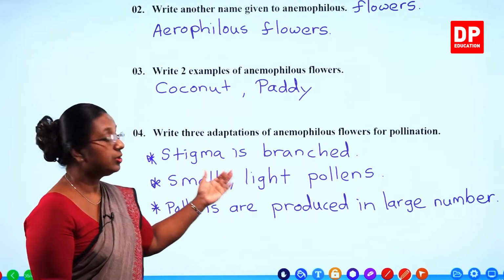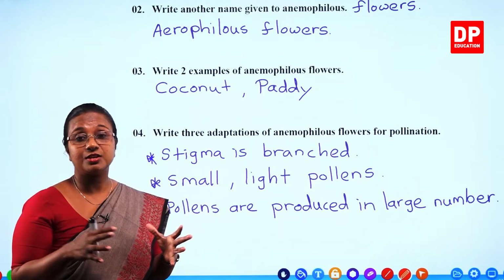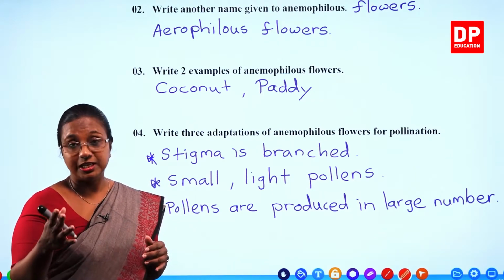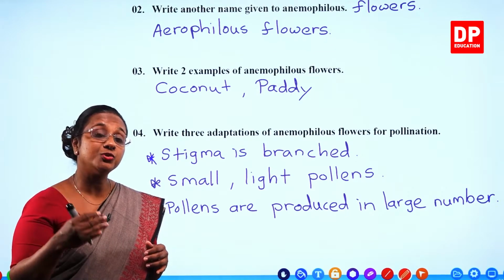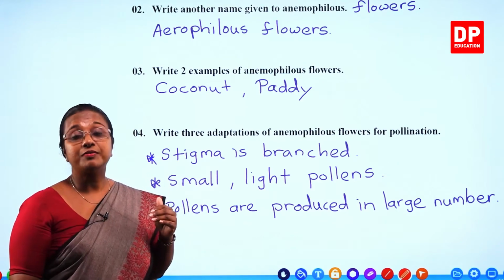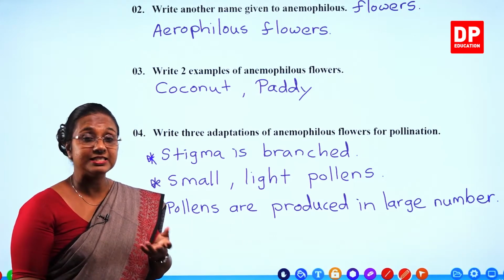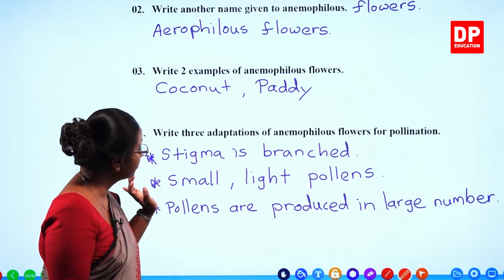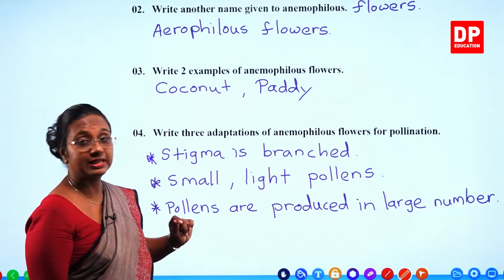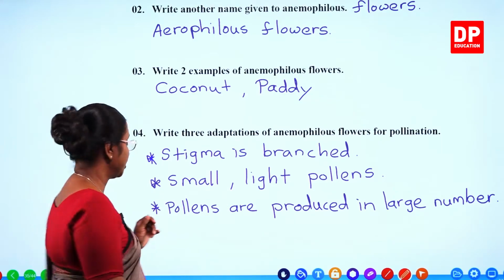You can say usually the flowers are inflorescence. You all know, a cluster of flowers present on a particular branch. And also they are usually present at the apex or towards the tip of the plant so that they are at a higher elevation. They can be pollinated easily by wind. So those are also adaptations of Anemophilous flowers. With that, students, I will move on to the next question.